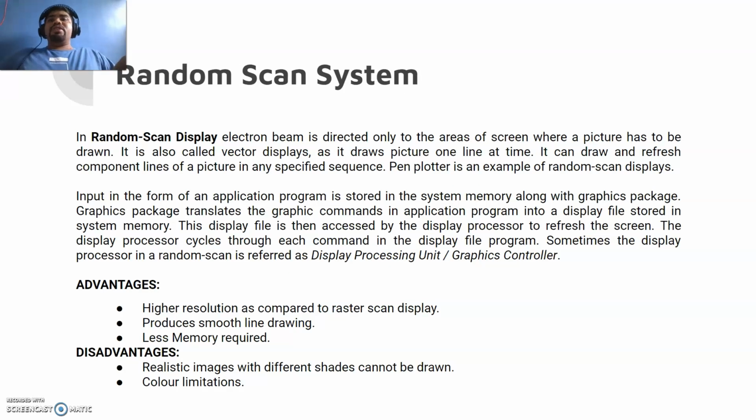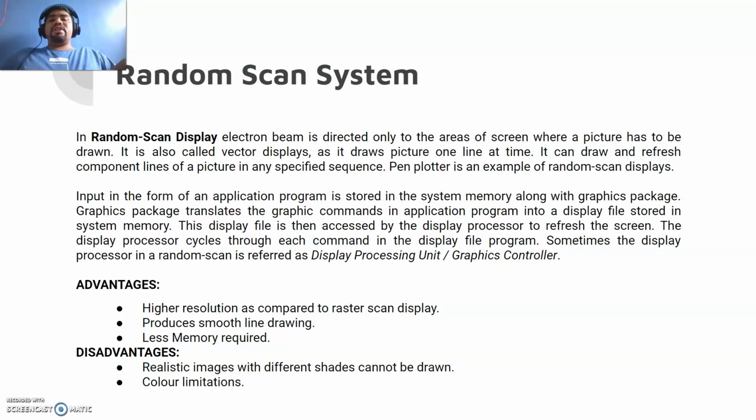Now, input in the form of an application program is stored in the system memory along with the graphics package. The graphics package translates the graphic commands in the application program into a display file stored in system memory. This display file is then accessed by the display processor to refresh the screen. The display processor cycles through each command in the display file program. Sometimes the display processor in a random scan system is referred to as a display processing unit or graphics controller.